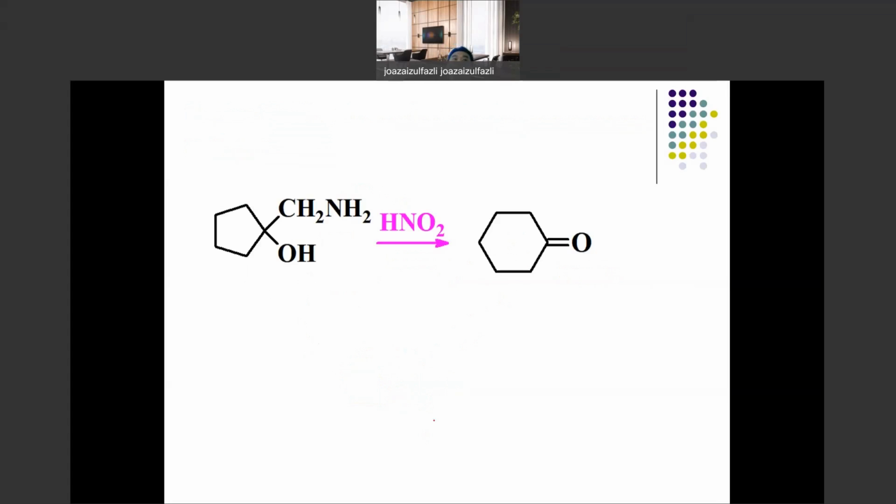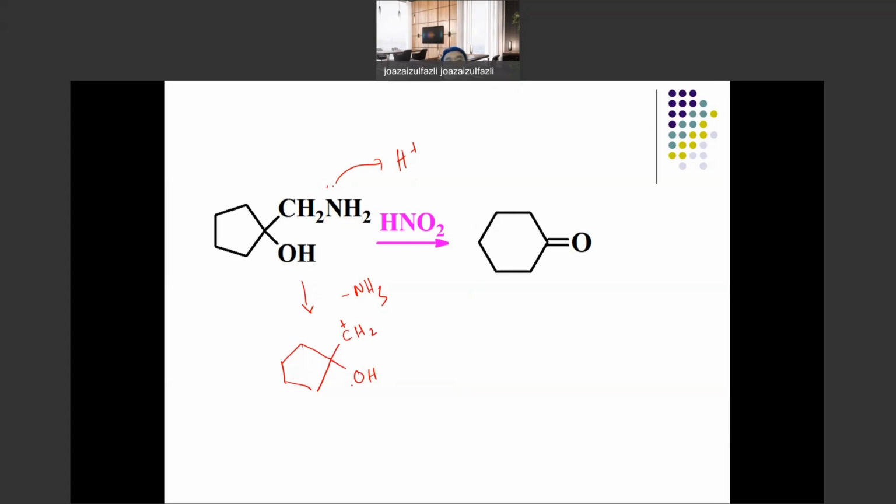It's the same concept, a different example. The first step, we take the H and lose NH3 to form a carbocation. In this case, let me write it first, it's a CH2 plus.